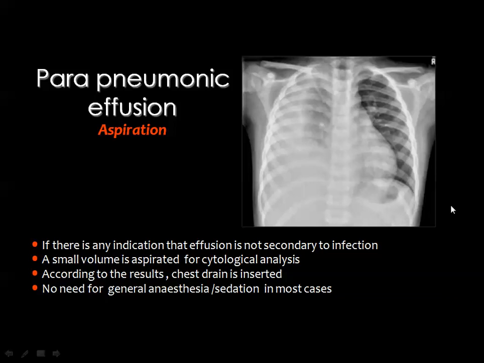Then sometimes with the development of the pleural effusion, there may be a need to drain just this effusion, especially if it is infected. Then if there is any indication that the effusion is not secondary to infection, a small volume is aspirated for cytological analysis, and according to the results of cytology, we may insert the chest tube.